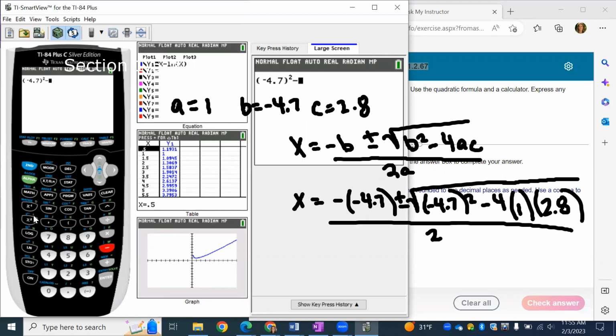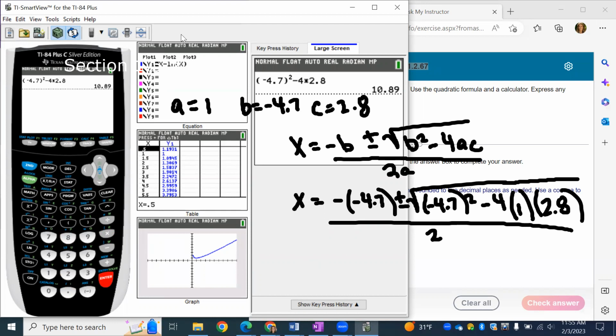So what I'm going to enter is parentheses, negative 4.7, close parentheses, squared, minus 4 times a, which again is 1. A lot of times if I have to multiply by 1, I don't even do it, so I'll just do 4 times 2.8. What I get from the calculator is 10.89.